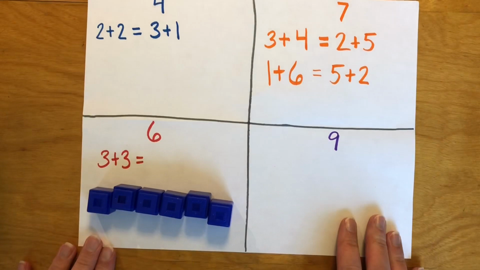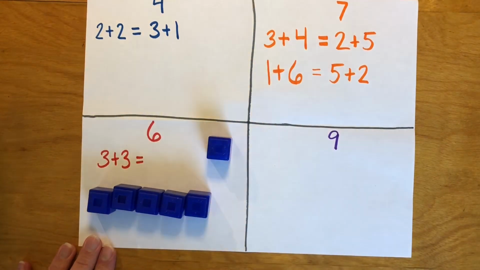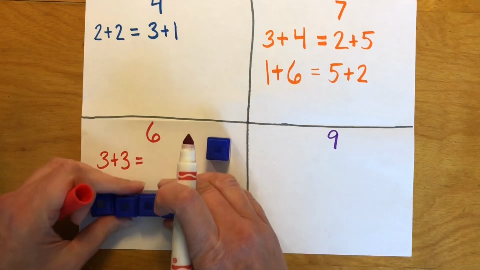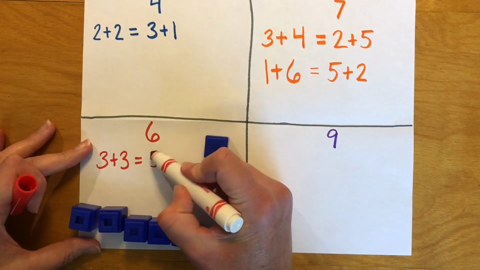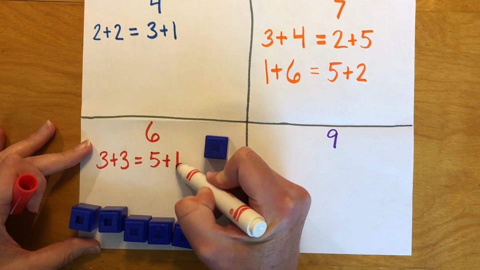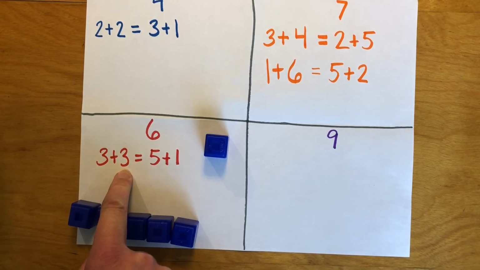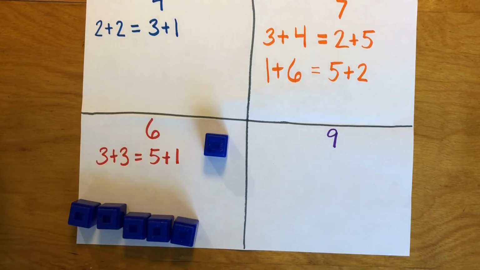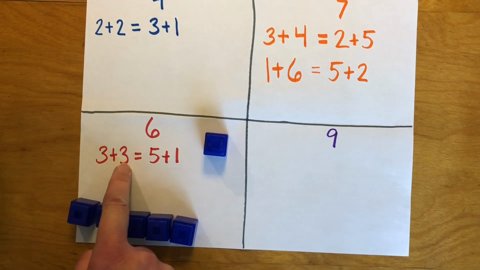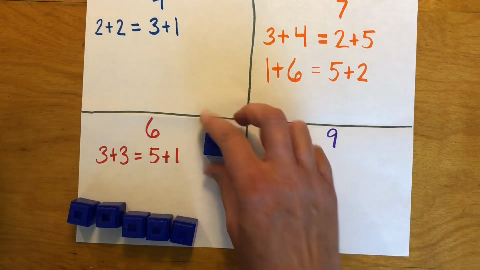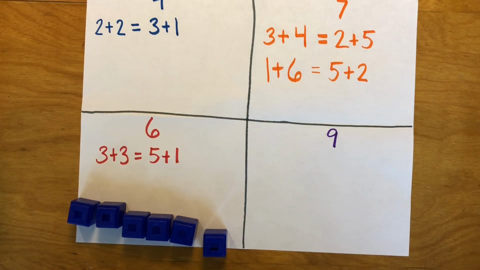What's another way to make 6? How about if I just take 1 away? 1, 2, 3, 4, 5. And 1 more than 5 is 6. So another way to do it is 5 plus 1. 3 plus 3 gives us 6. 5 plus 1 gives us 6. So 3 plus 3 equals 5 plus 1. We're just coming up with different ways to make the number 6. And there are more, but we're going to move on to the 9.